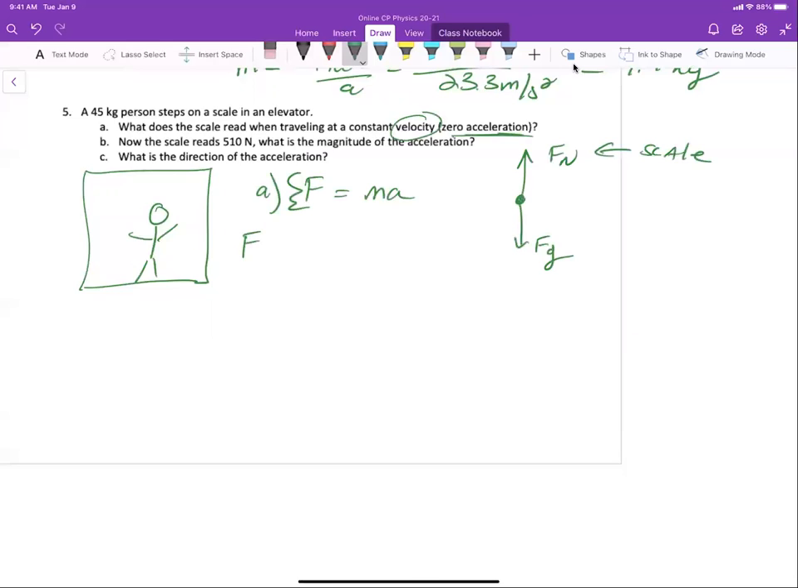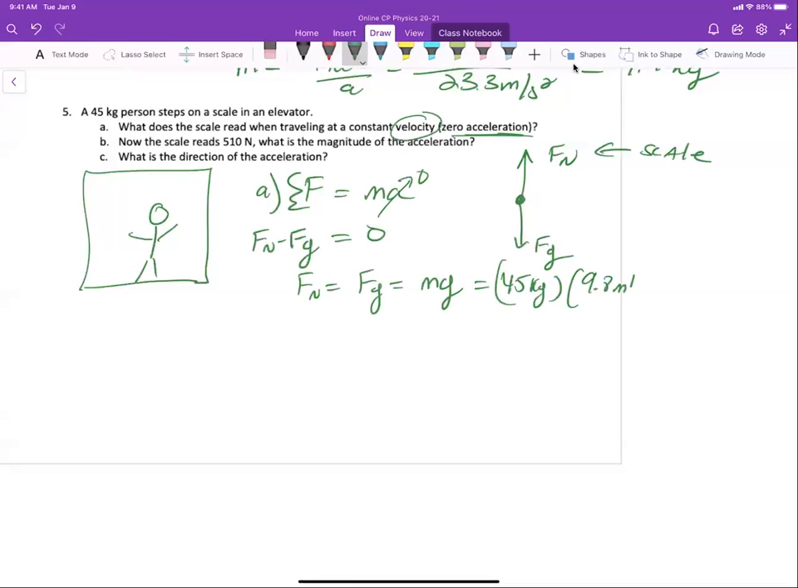So the sum of all the forces in that situation is force normal minus Fg, and this becomes 0. So force normal equals Fg, and the Fg equation is mg, which we know, where the mass is 45 kilograms. Unless they tell you something different, you have to assume you're on Earth. 45 multiplied by 9.8 equals 441. So force normal equals 441 newtons. So this is the answer to A.